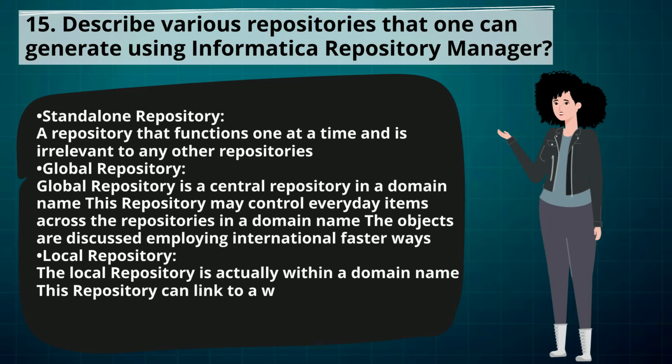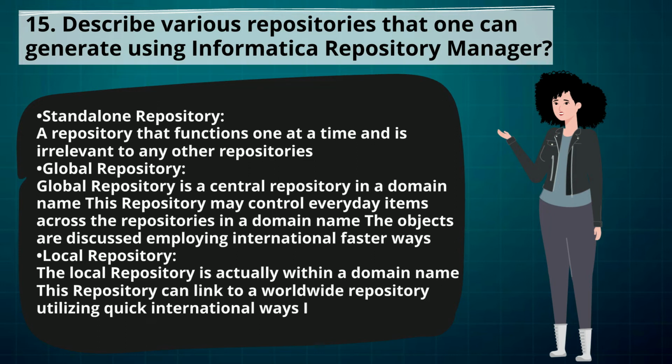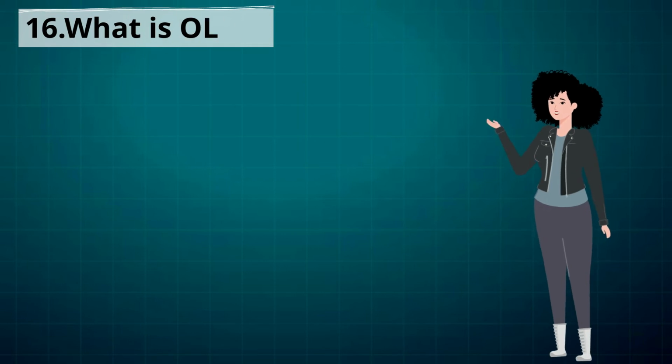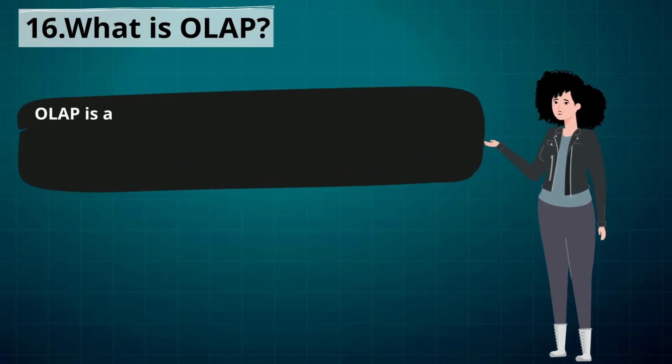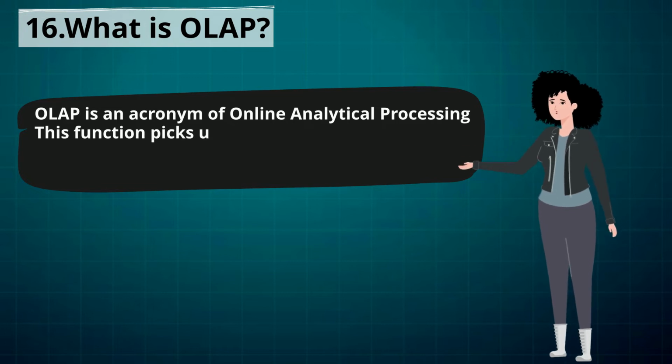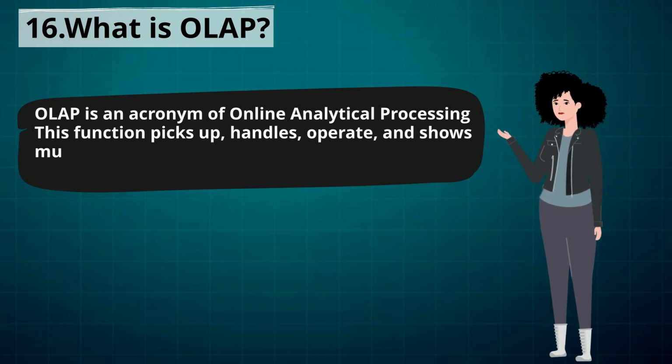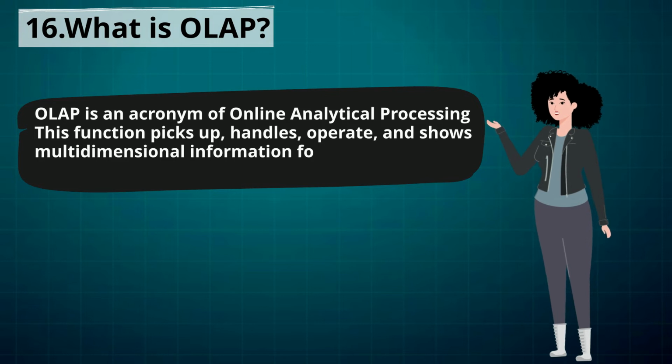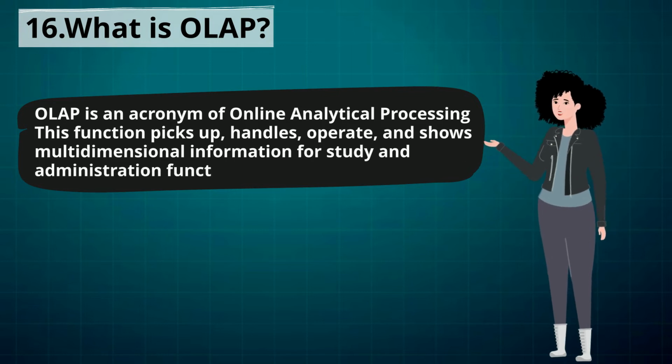This repository can link to a worldwide repository utilizing quick international paths. It can make use of objects in its discussed directories. 16. What is OLAP? OLAP is an acronym of Online Analytical Processing. This function picks up, handles, operates, and shows multidimensional information for study and administration functions.